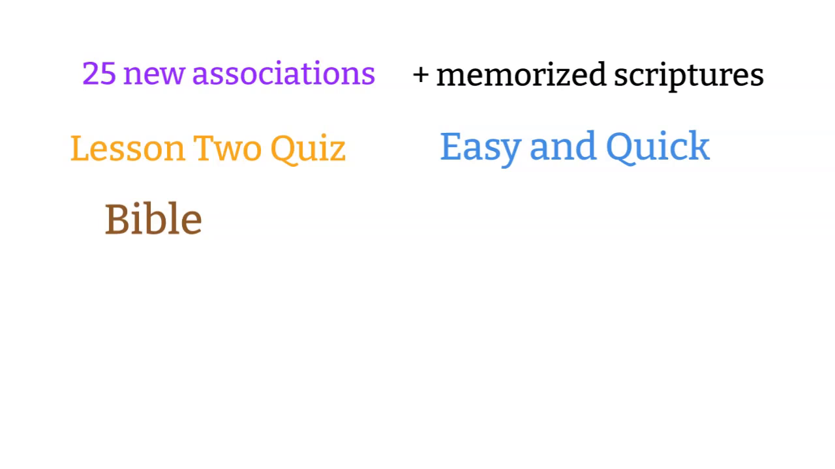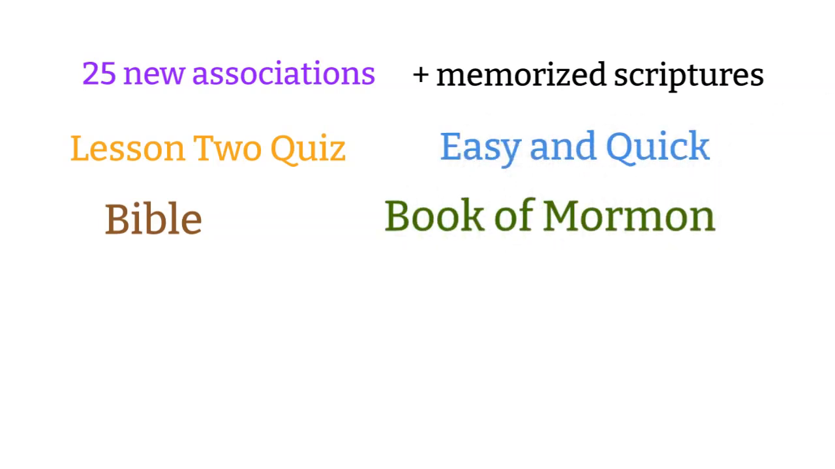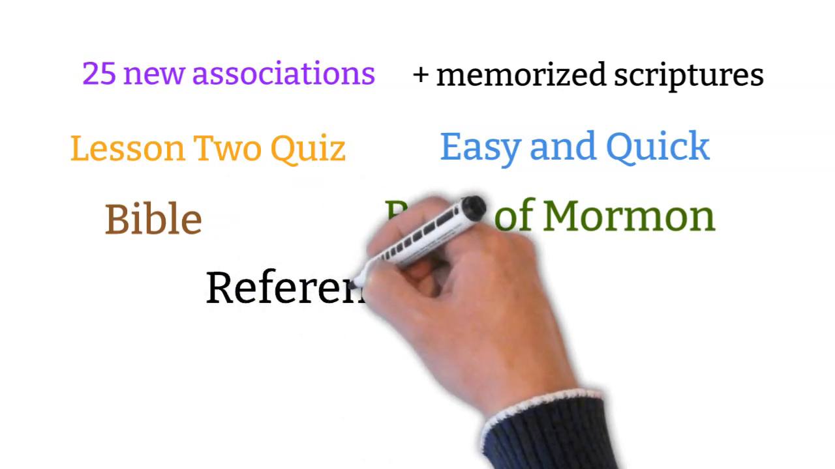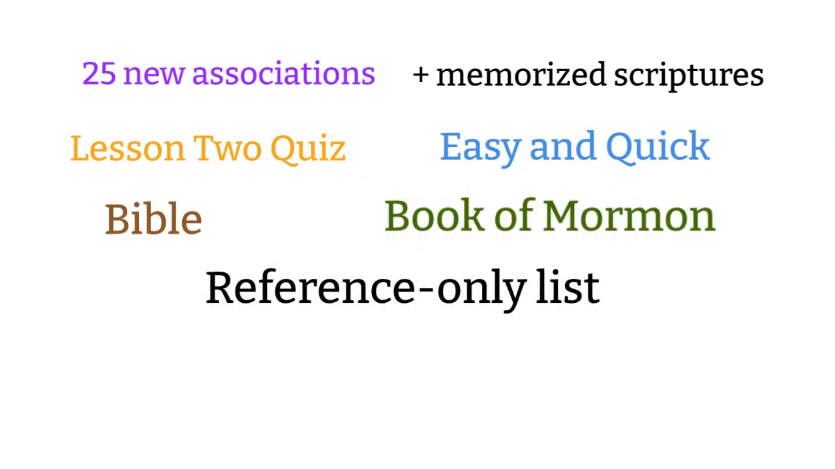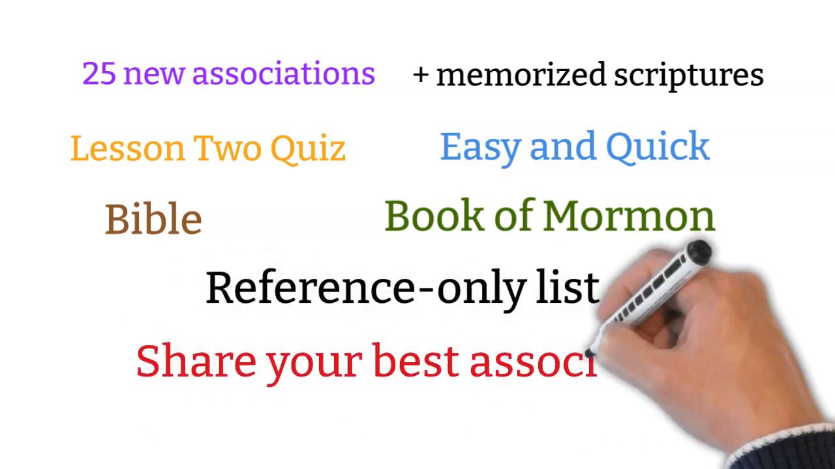On the website, a list of the top events of the Bible and of the Book of Mormon are included with and without their associations. This allows you to use the reference-only list to practice making your own associations. Then check with the association list to see if you get a better idea.